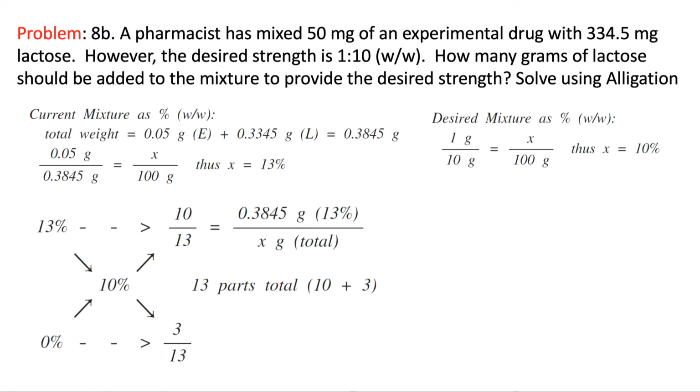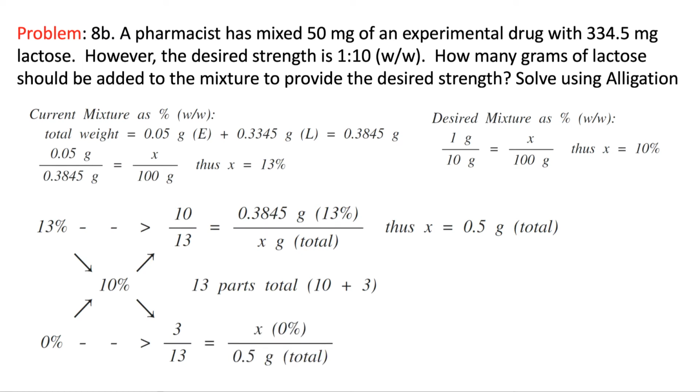And when I solve for X, X will represent the weight of the 13 parts, or the weight of the total combination of lactose plus experimental drug. So when I solve for X, I see that my total is 0.5 grams. That 0.5 grams represents the weight of 13 parts. We just solved for that. So now what I can do is go down to the ratio below for the lactose, which said that I needed 3 parts lactose for 13 parts total.